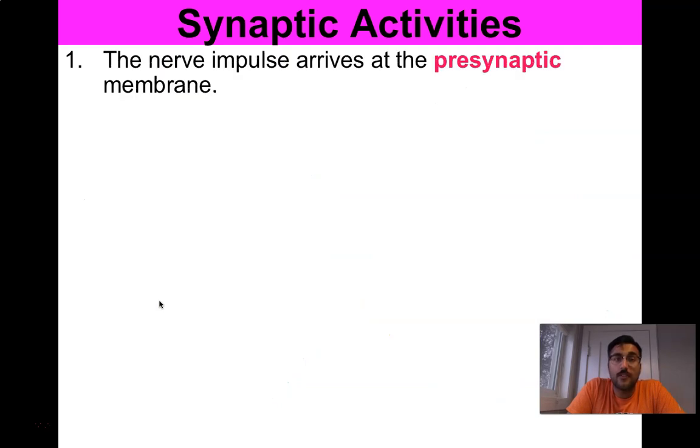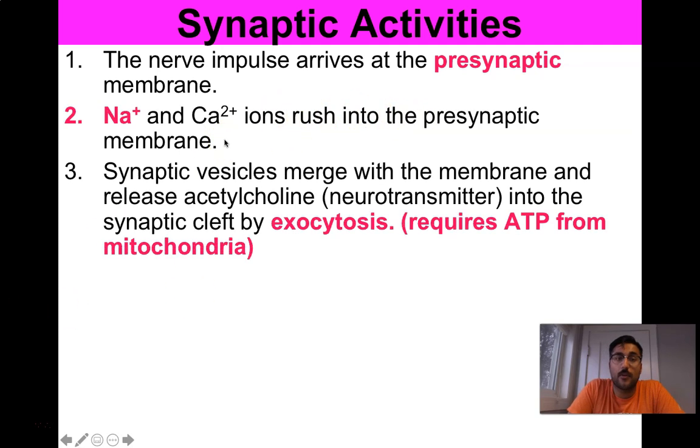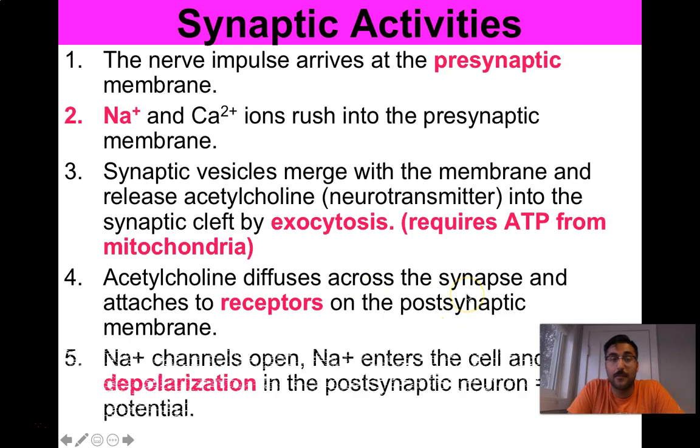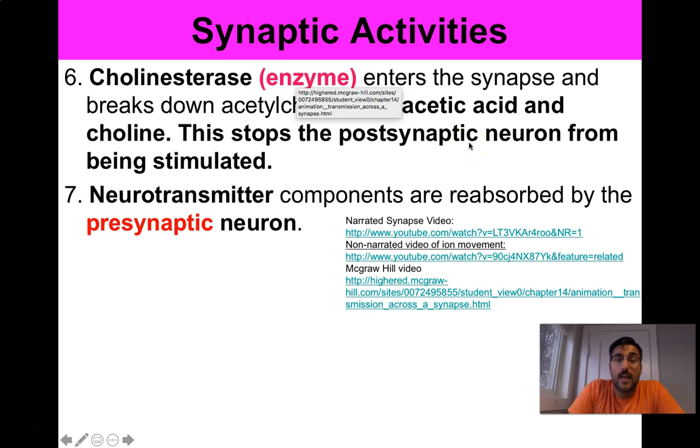So the nerve impulse arrives at the presynaptic membrane. Calcium ions and sodium ions are going to rush into the presynaptic membrane and allow for the neurotransmitter to get released from the vesicle. The neurotransmitter, acetylcholine in this case, is going to attach to the receptors on the postsynaptic membrane, and that's going to cause the sodium channels to open and a depolarization event to occur and an action potential to happen in the postsynaptic neuron, where that signal can now get propagated. An enzyme, in this case cholinesterase, is going to break down the neurotransmitter acetylcholine and reuse it. And so then the presynaptic neuron can take it back up and use it in the next round.